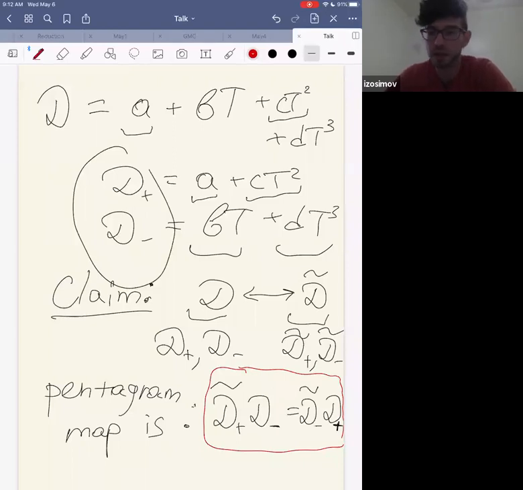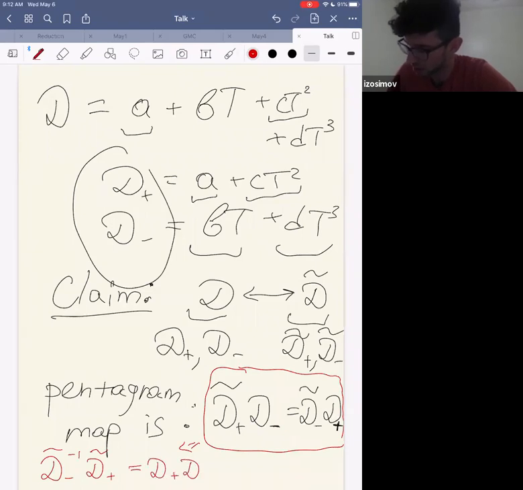Before I explain why this is true, let me say that this almost immediately implies the Lax representation for the pentagram map, because this relation can be rewritten by saying that D minus tilde inverse D plus tilde is equal to D plus D minus inverse. It's just an obvious way to rewrite this equation. It does, of course, involve inverting certain difference operators. So these are now no longer difference operators, but pseudo-difference operators.